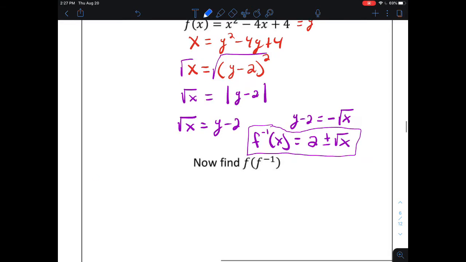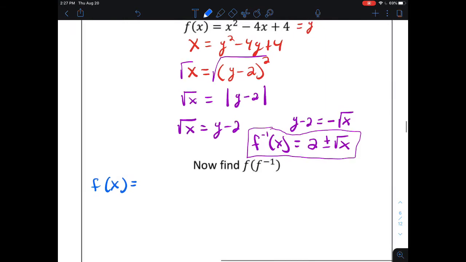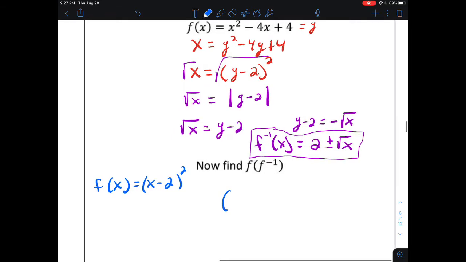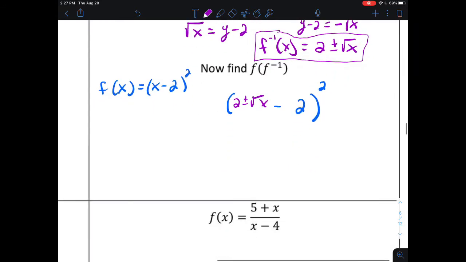Remember that I could rewrite f of x to make it a lot easier because f of x was a perfect square. I could rewrite that as x minus 2 being raised to the second power. Now, I go in, I try to perform the composition of functions at this point. So I would start writing my f function, but I would not write the x part because we're getting ready to substitute in there. And I'm going to put the inverse function where x was, so 2 plus or minus the square root of x. And we start working our way through the simplification process.